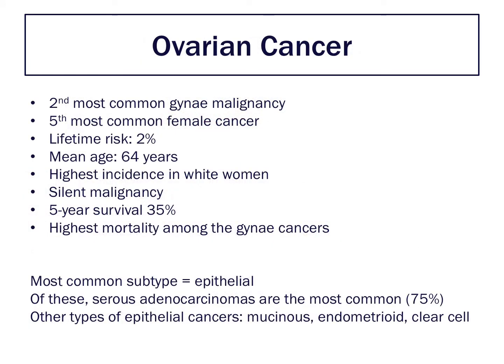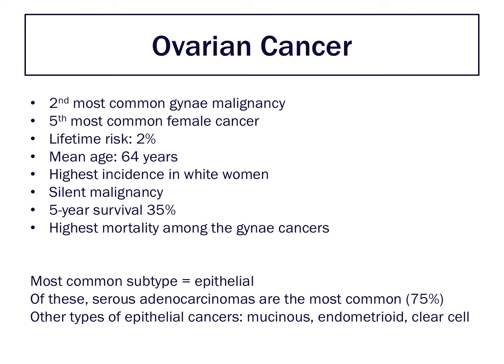Taking a look at ovarian cancer in general, it's the second most common gynae malignancy after endometrial cancer, and is the fifth most common female cancer. The lifetime risk is 2%, and the mean age at diagnosis is 64. It's got a higher incidence in white women, and a large proportion actually may originate from the fallopian tubes. It's known as a silent malignancy, which means that it tends to present late when the disease is already in the abdomen, and therefore the 5-year survival is actually quite poor at about 35%, and it's got the highest mortality among all the gynae cancers.